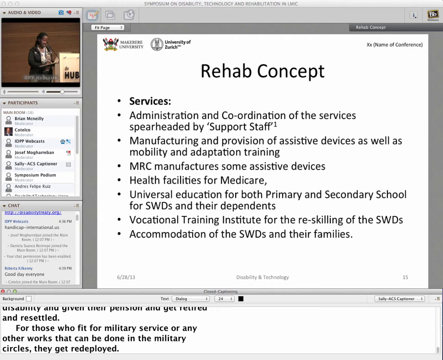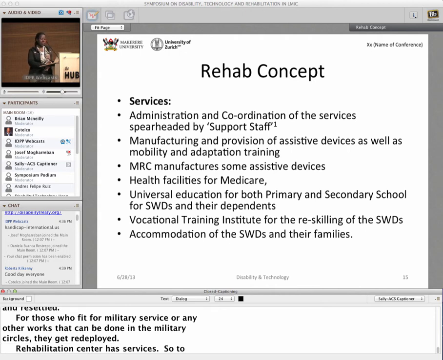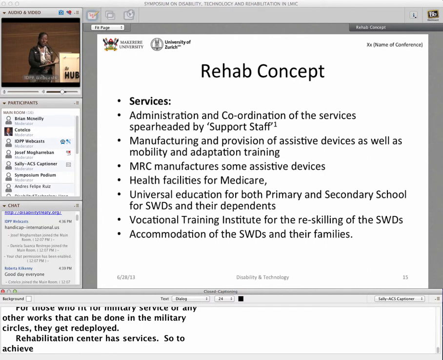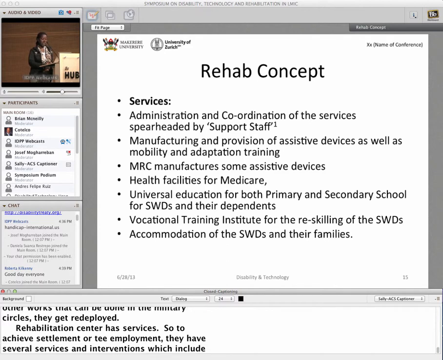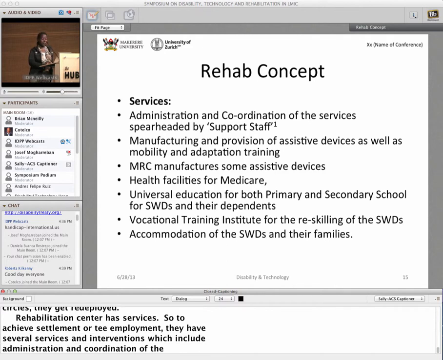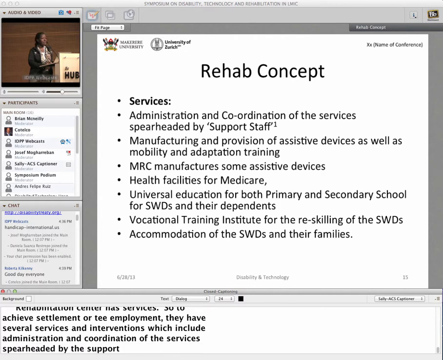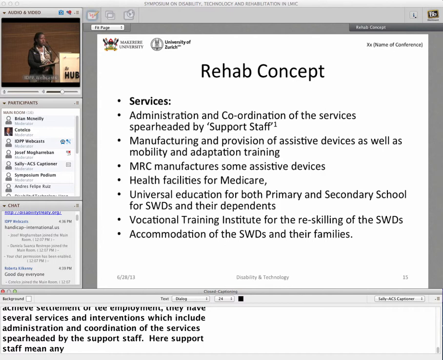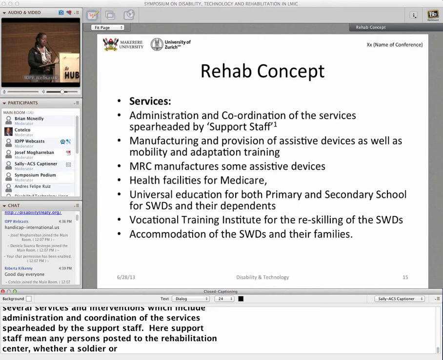Mubende Rehabilitation Centre has services. So to achieve the resettlement or deployment, Mubende Rehabilitation Centre has several services and interventions, which include administration and coordination of the services spearheaded by the support staff. Here, support staff means any persons posted to Mubende Rehabilitation Centre, whether a soldier or non-soldier, to offer services to the disabled soldiers.